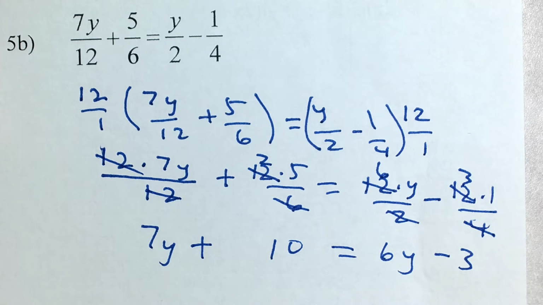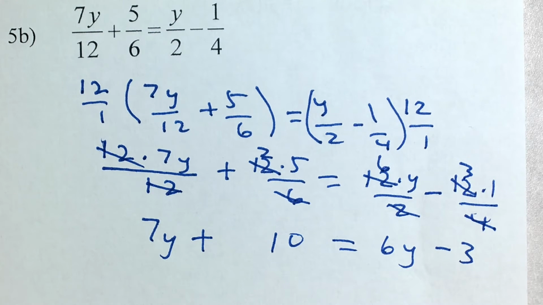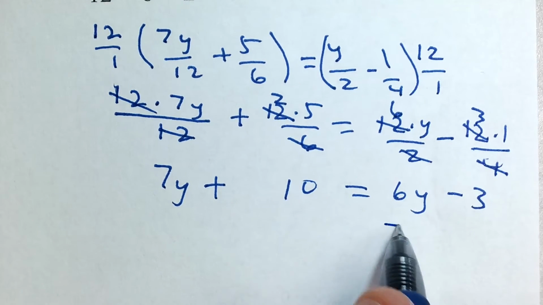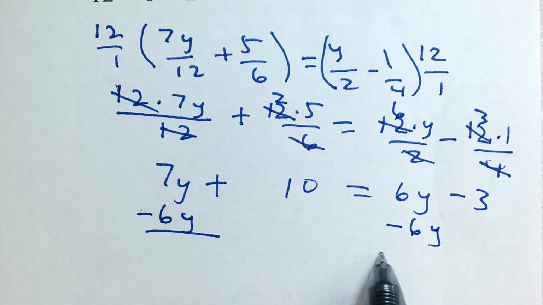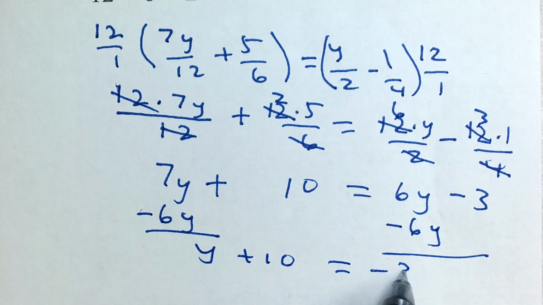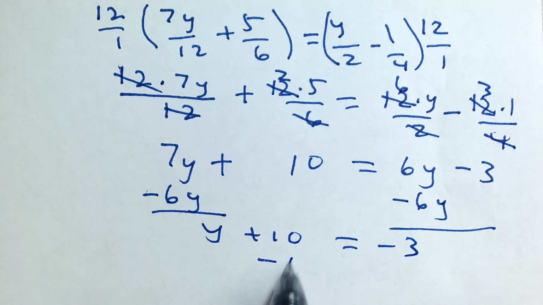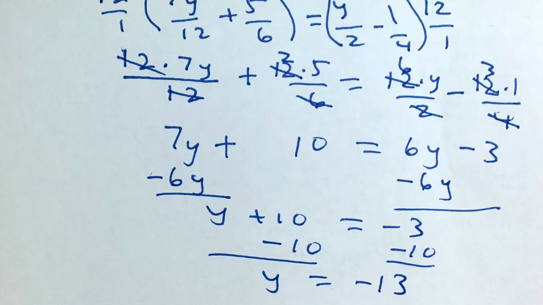And now I just start moving into the traditional set of steps that it takes to solve a problem. I'm going to get all the y terms on one side by subtracting 6y from both sides. And I get y plus 10 on the left and negative 3 on the right. And then I'm going to subtract 10, and I get y is equal to negative 13. And there's our answer.